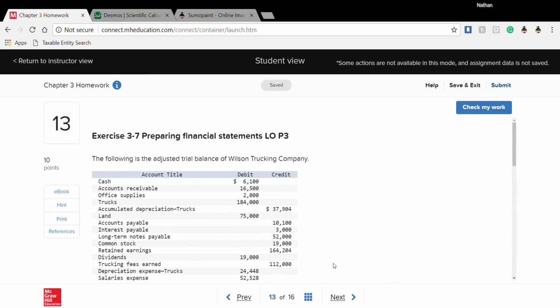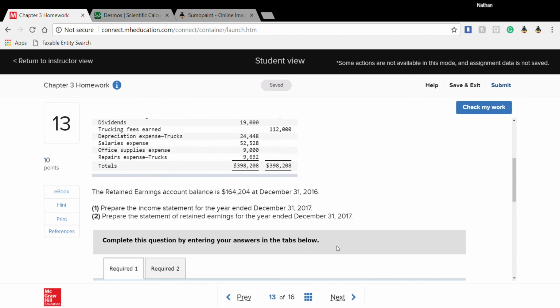So 13, 14, 15, 16 are probably going to favor more closer to the end. This one's dealing with adjusted trial balances. The following is the adjusted trial balance. We want to prepare our statements.